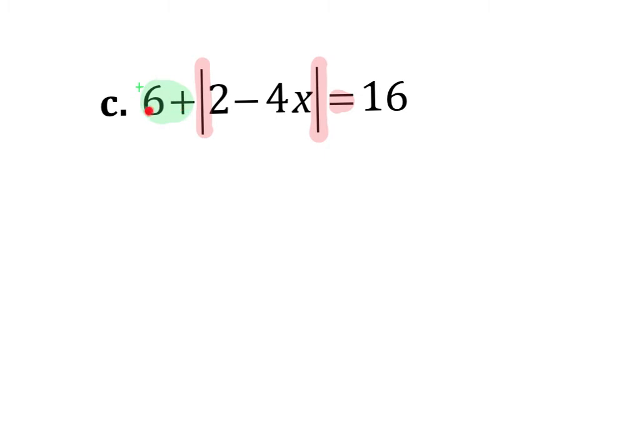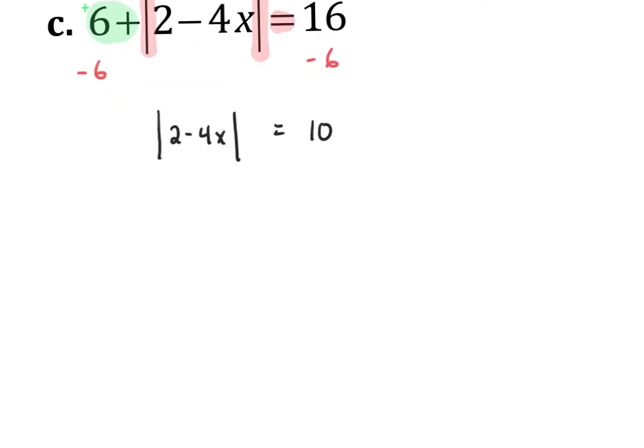So I need to get rid of that positive 6. I'm not deciding to subtract the 6 from both sides because of this plus. I'm going to subtract 6 from both sides because it's positive. Okay, so I'm going to subtract the 6 because 6 minus 6 is 0. Whatever I do to one side, I'm going to do to the other. And now I bring down the absolute value, 2 minus 4x, absolute value is equal to now 10.